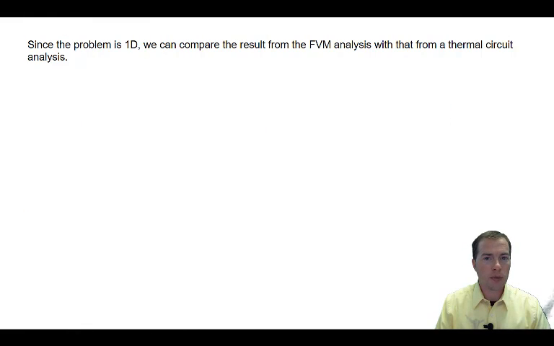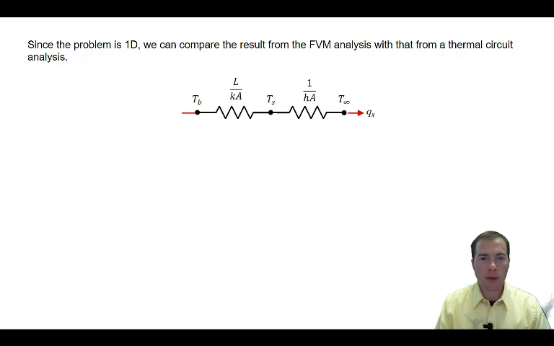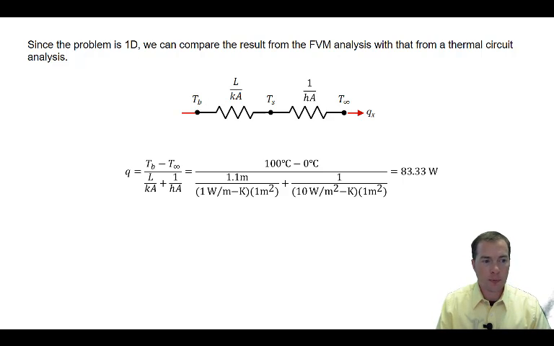Since the problem is one-dimensional, we can compare the result from the finite volume method analysis with that from a thermal circuit analysis. This particular problem is represented by a thermal circuit with 2 elements, one representing the conduction through the rod, and one representing the convection out of the end. The known base temperature is denoted by TB. To solve this thermal circuit, we first find the rate of heat transfer through the circuit. For the given conditions, this is 83.33 watts.